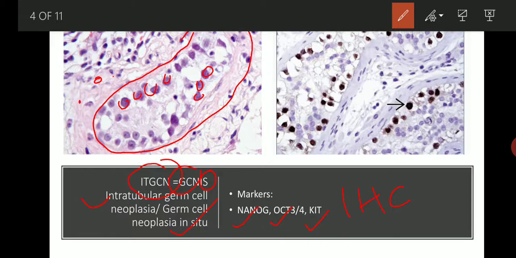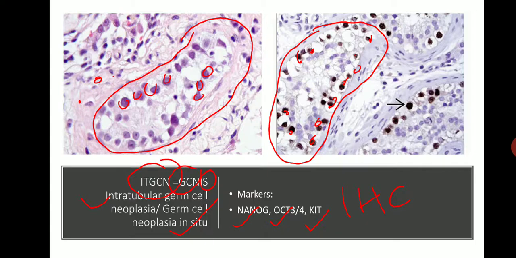As you can see in this picture, this is one focus of germ cell neoplasia which has been marked by NANOG. The brown color in the nuclei of these tumor cells indicates that these are tumor cells. Normal cells will not take up the brown color, right? So this is about germ cell neoplasia in situ.